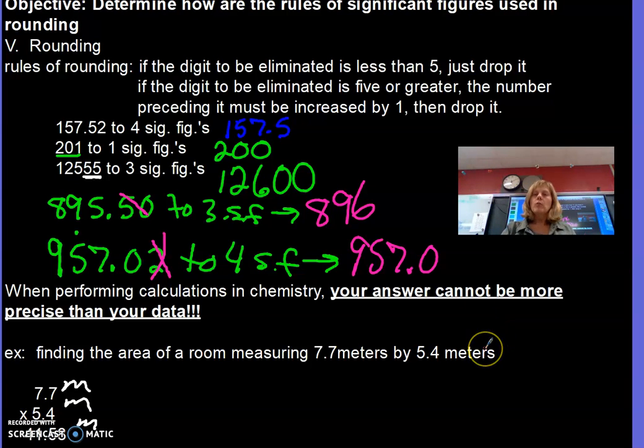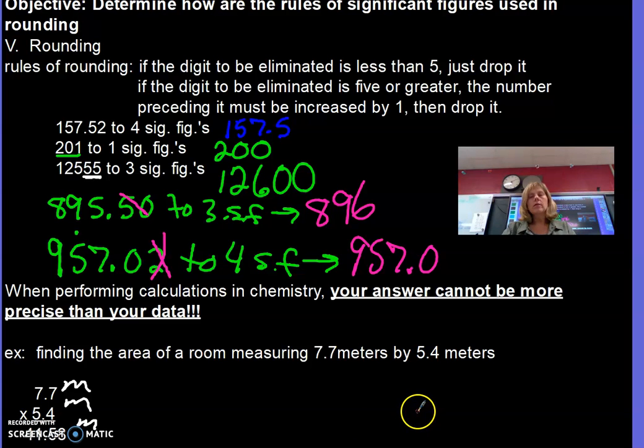All right, the reason this becomes important is because when you are performing calculations or adding data together, those kinds of things, your answer cannot be more precise than your weakest data point. Okay.